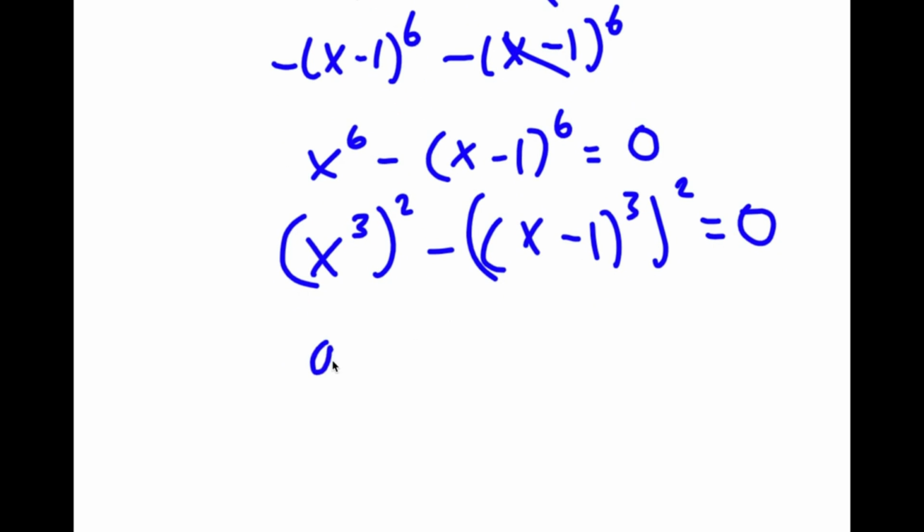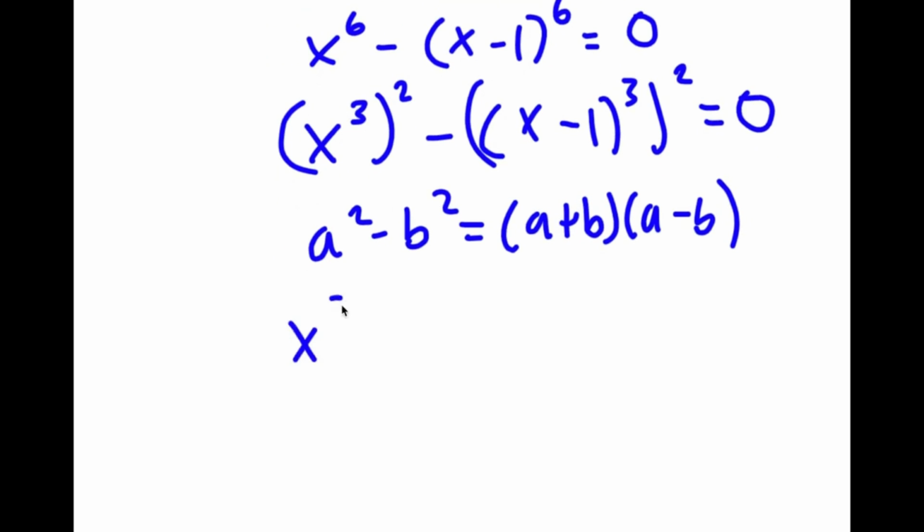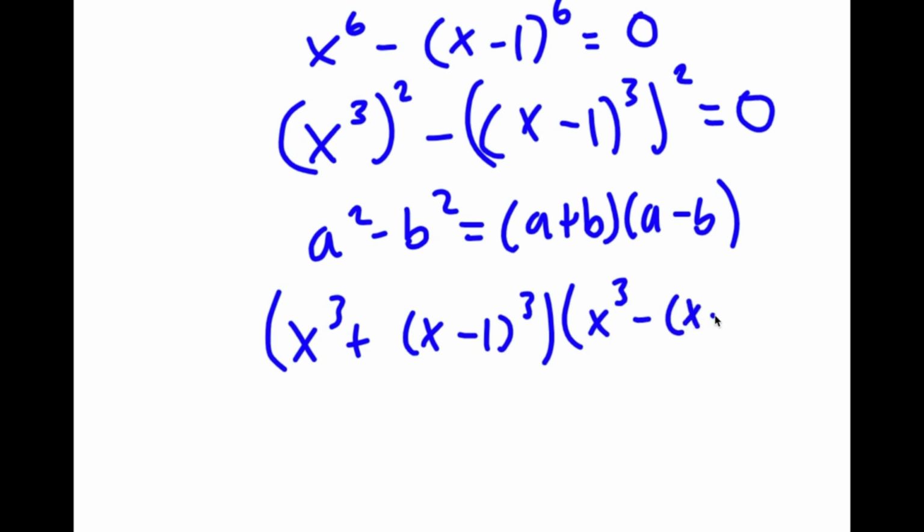And if I have something in the form a squared minus b squared, this is equal to (a plus b) times (a minus b). So in this case, this can equal (x to the power of 3 plus (x minus 1) to the power of 3) times (x to the power of 3 minus (x minus 1) to the power of 3) is equal to 0.